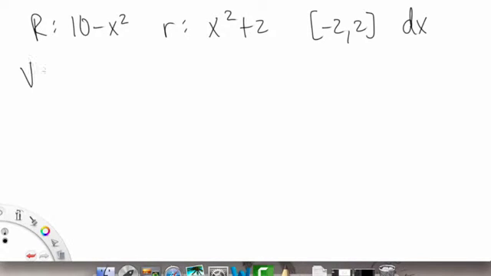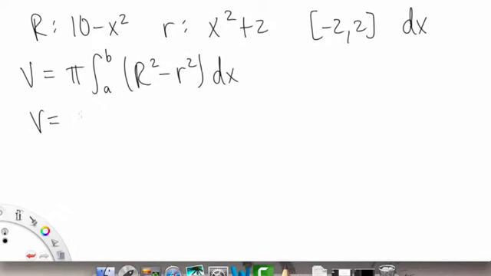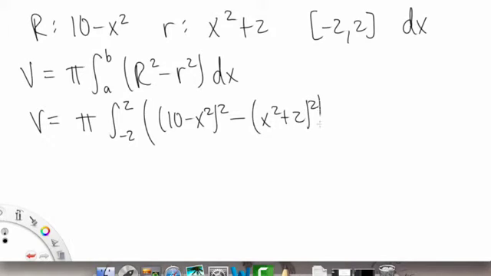Okay, so if we apply that, we get V is equal to pi times, so our interval is from a to b, and then we have capital R squared minus little r squared, and then dx. So if we plug all of our information in, we get pi times the integral from negative 2 up to 2 of capital R, which is 10 minus x squared, quantity squared, minus little r, which is x squared plus 2, quantity squared, and then our dx, of course.